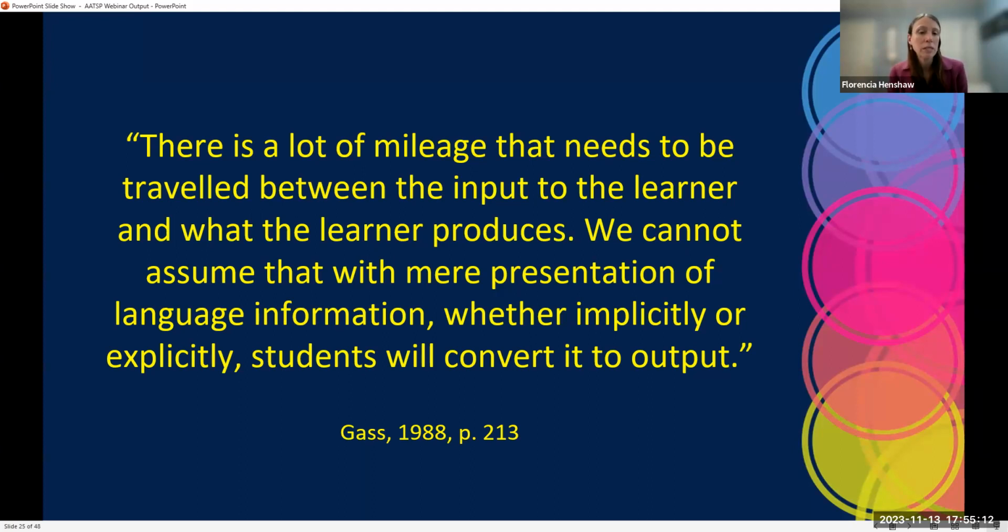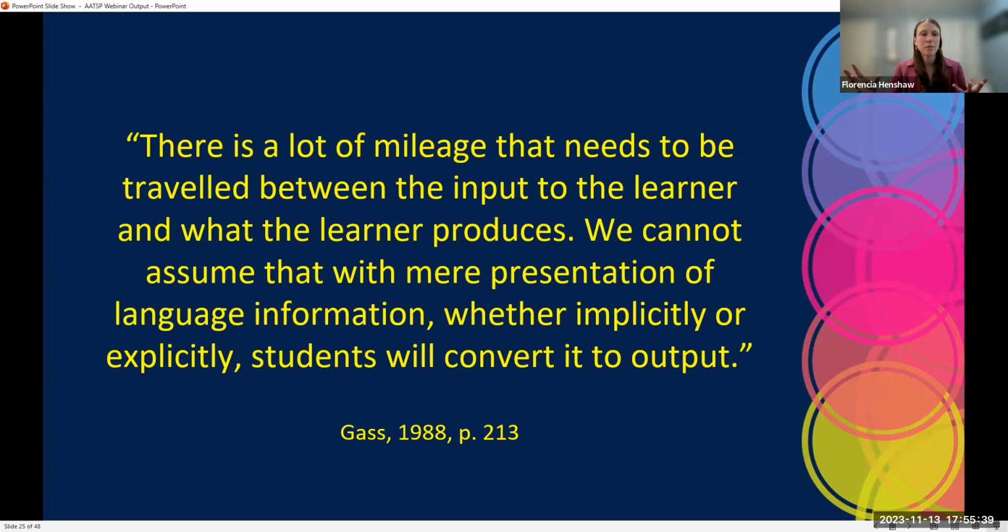And I love this quote by Susan Gass. She said there is a lot of mileage that needs to be traveled between the input to the learner and what the learner produces. We cannot assume that with mere presentation of language information, whether implicitly or explicitly, that means whether you're telling stories or whether you're explaining how the language works, students will convert it to output. They won't. Not for a while. We need to build that system, and that takes time.